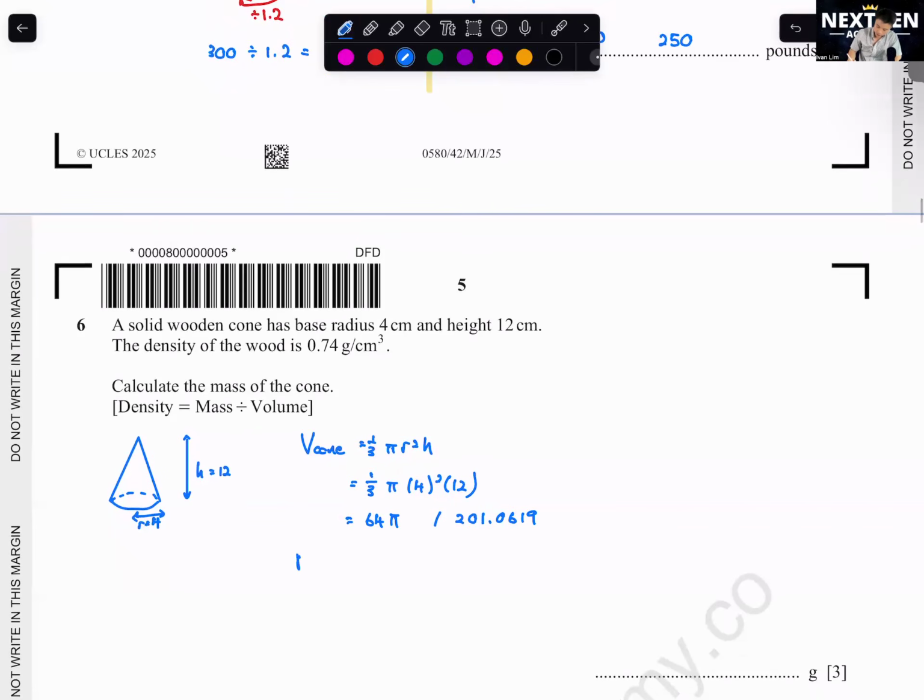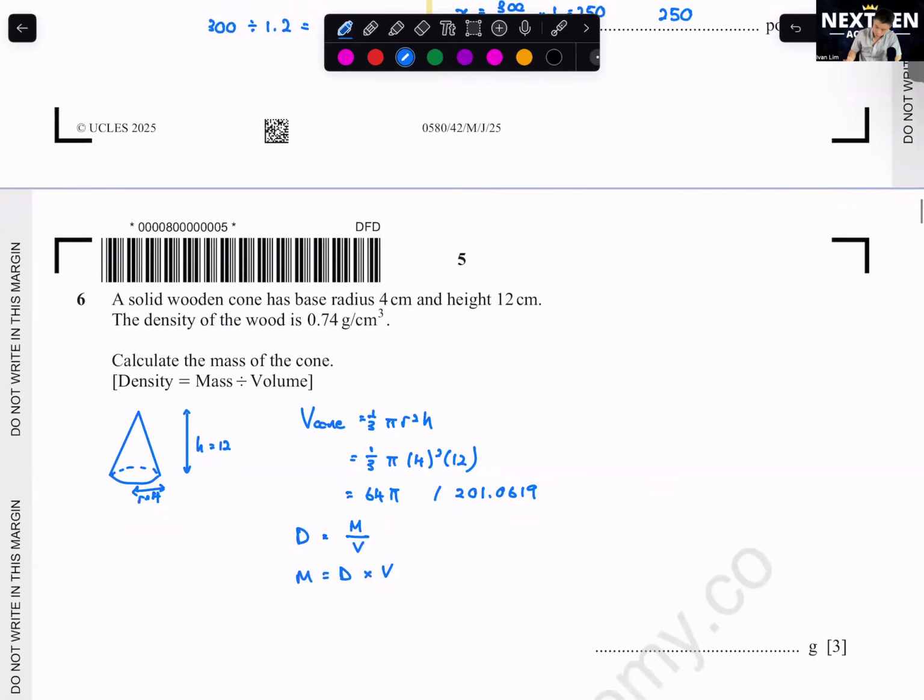Okay, then they say density equals mass over volume. They want you to find mass. Mass equals density times volume. What's the density? Okay, we have to see the units. Is it the same? This is 64 pi. Just now it's in cm, right? So this one we have to check for the units first. Cm, so this one is also cm cube already.